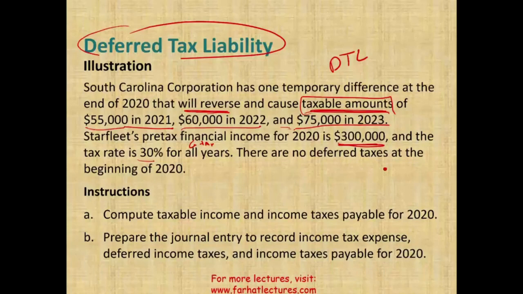There are no deferred taxes at the beginning of the year. So this is basically a simple example because there are no deferred taxes at the beginning of the year. Compute taxable income and income taxes payable for 2020. Well, let's start with taxable income. How do we compute our taxable income?